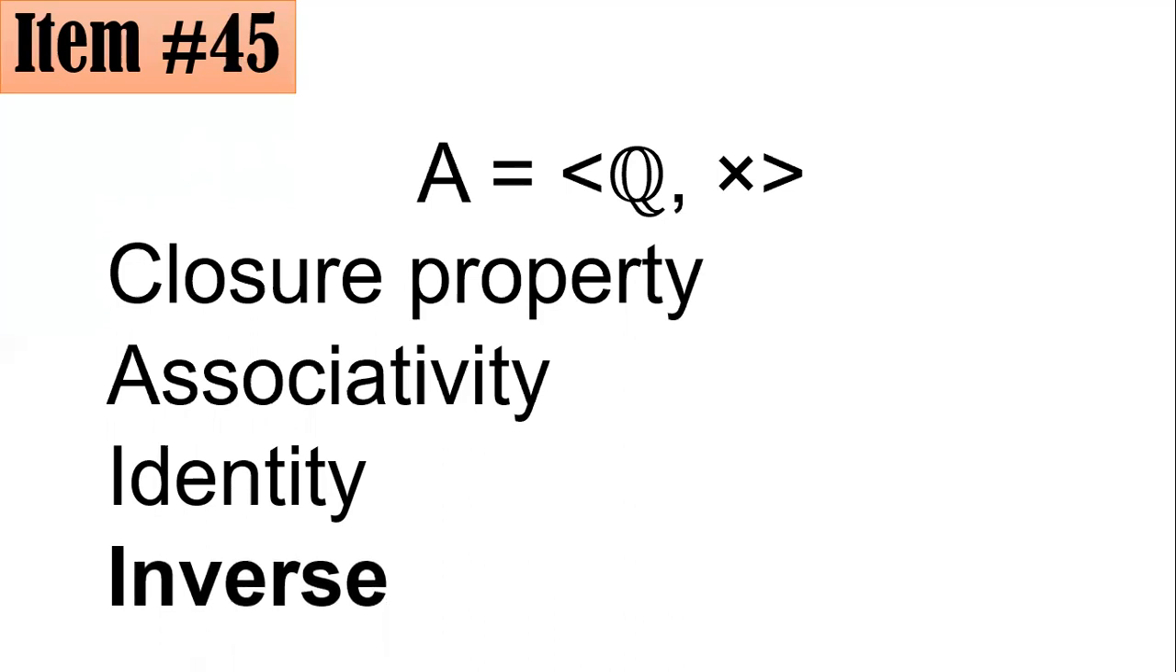Hence, identity property is satisfied. However, inverse property is not satisfied. Why? 0 is a rational number. But there is no rational number that could be multiplied to 0 to produce the identity element, which is 1. Hence, it does not satisfy the inverse property, D.